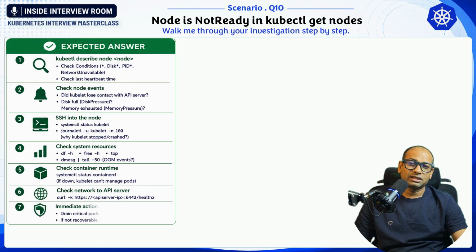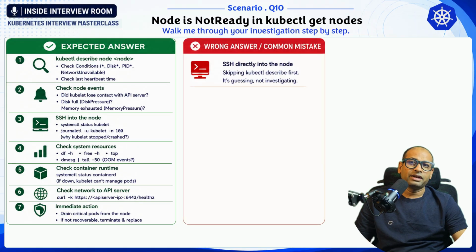Step 7, take safe immediate action: drain critical pods off the node, and if it is not recoverable, terminate and replace. The order is the point: describe, SSH, kubelet, runtime, network. Check all 4 root cause families: disk, memory, kubelet, network, and show me you understand the mechanism. Not ready is triggered by heartbeat timeout. The kubelet stops reporting, and after roughly 40 seconds, the node controller marks it not ready.